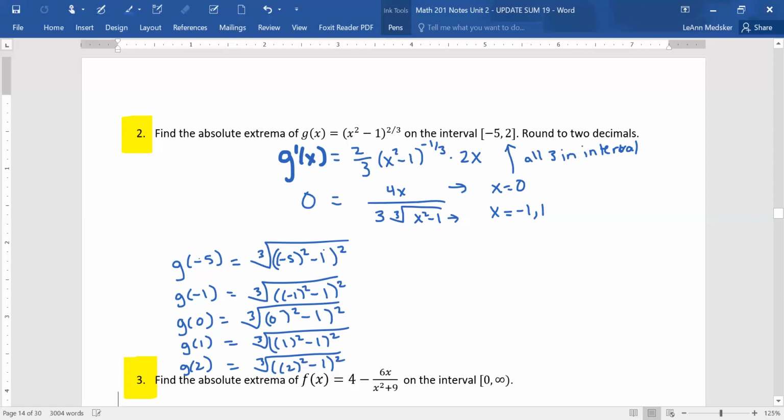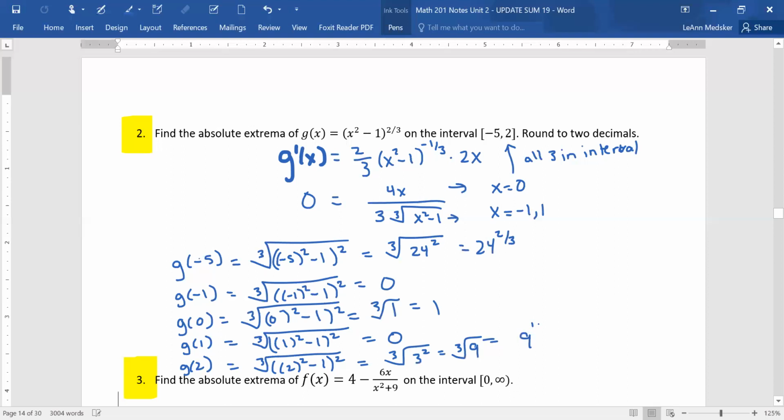Okay, so this would be 25 minus 1, so that's 24 squared. So this is the cubed root of 24 squared. I'm going to turn it into a decimal in a minute. So another way of typing that is 24 to the 2/3 power. This one would be -1 squared is 1, minus 1 is 0, so this is just going to be 0. This is 1 squared, which is 1, so this is cubed root of 1, which is 1. This is a 0 again because it's 1 minus 1, so that's going to be 0. And then this one is 4 minus 1 is 3. So this is the cubed root of 3 squared, or cubed root of 9, which is 9 to the 1/3.